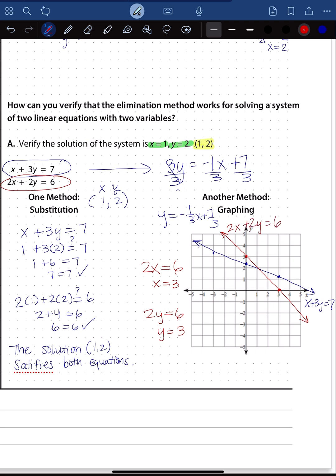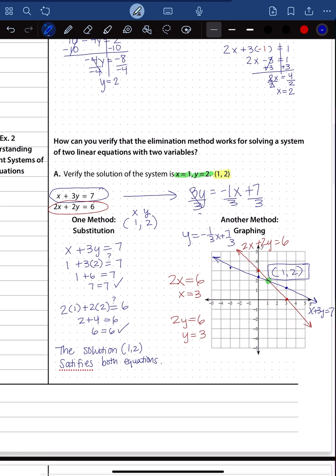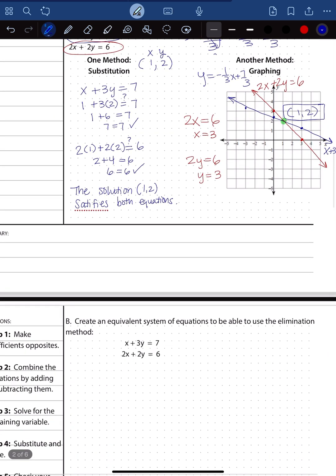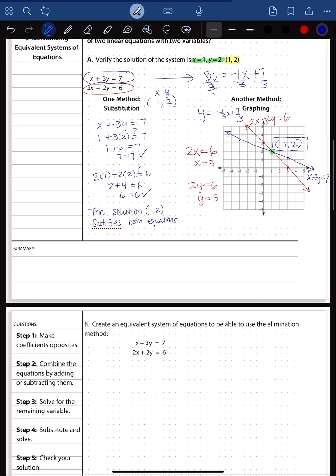And you should notice that they are intersecting at this point right here, which happens to have the coordinates of 1, 2. So this is another confirmation by graphing that this solution satisfies both equations of the system. Okay, let's look at option B.